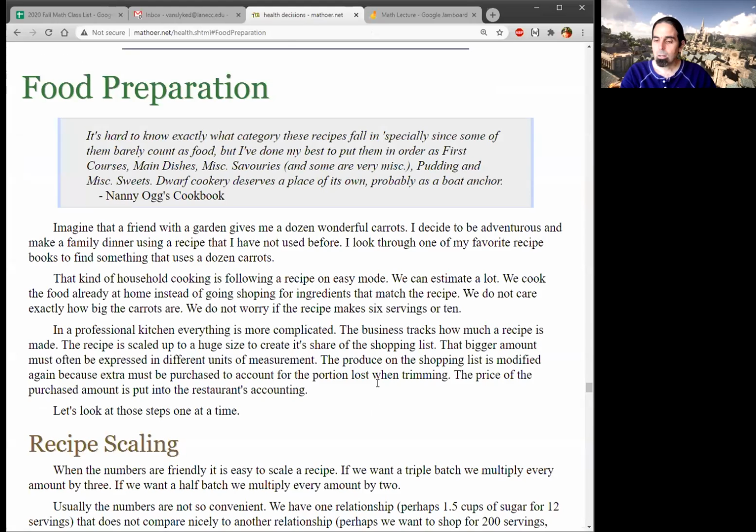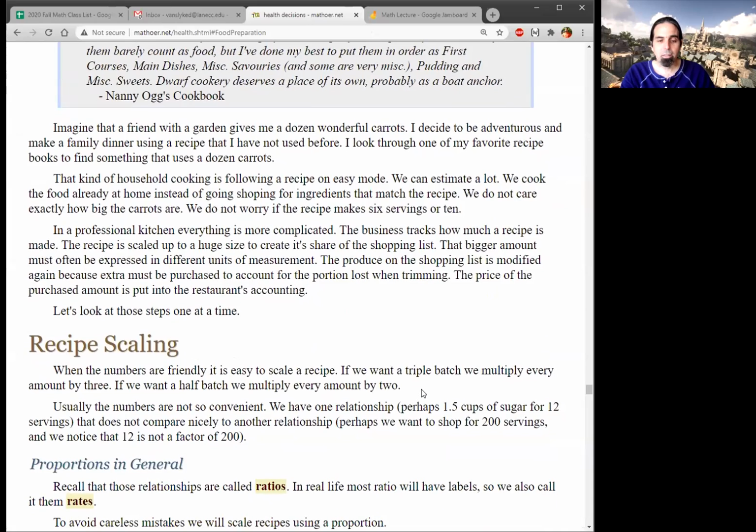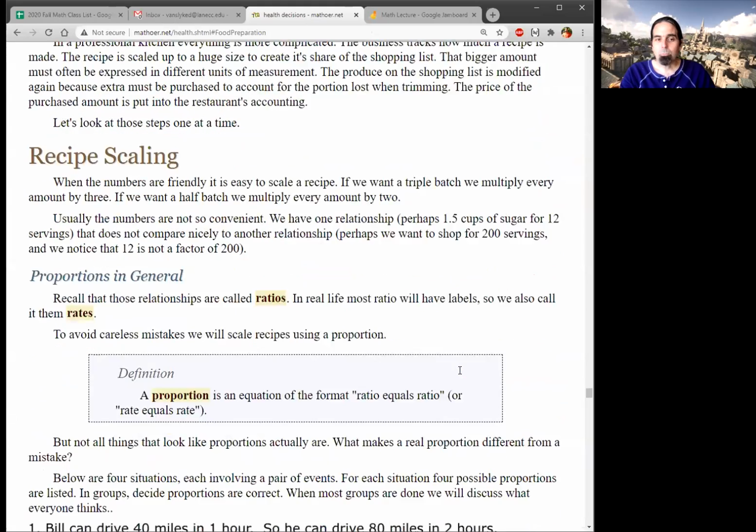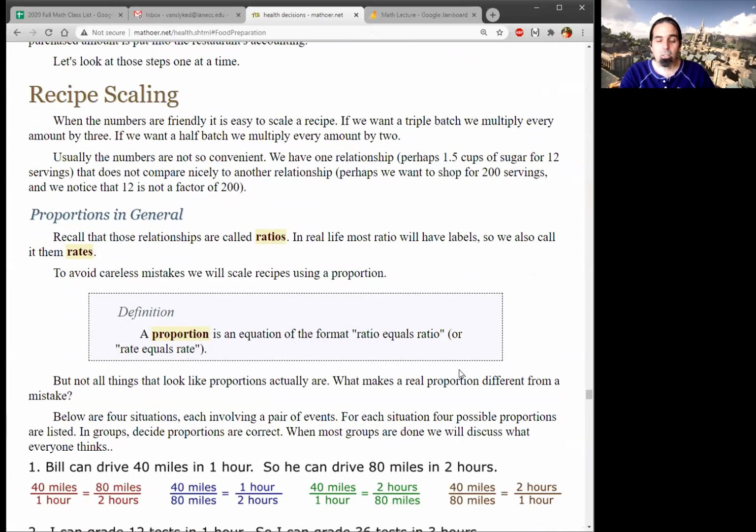Welcome to our third week, and we're reviewing food preparation. We've done the recipe scaling, but not much else. So we started recipe scaling by talking about ratios and proportions.